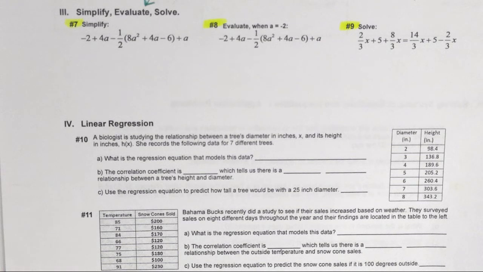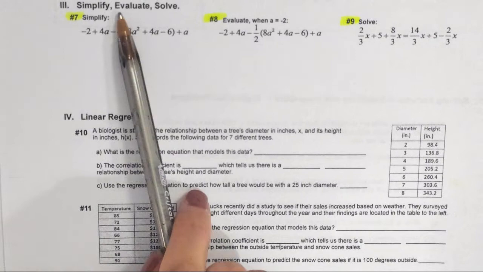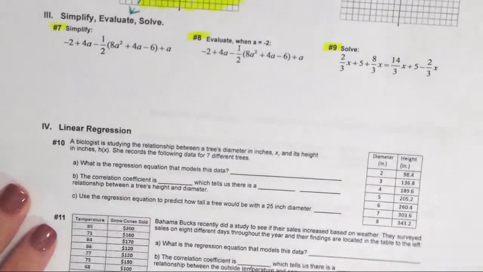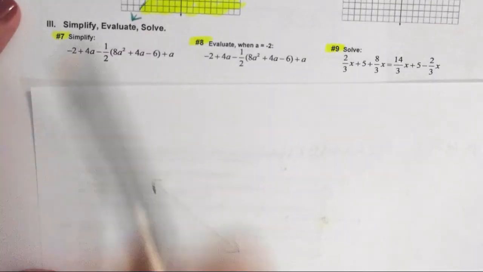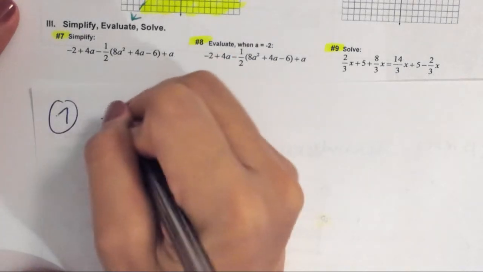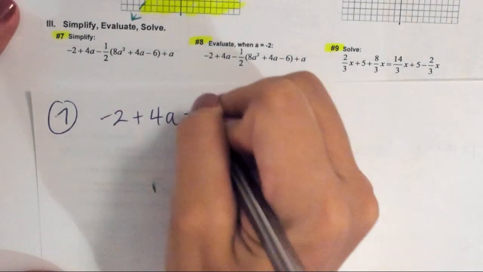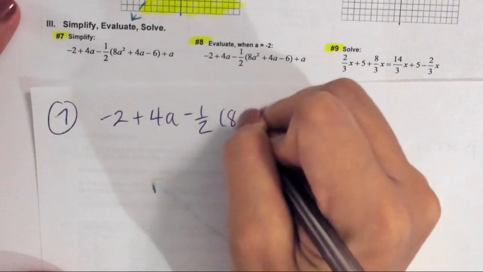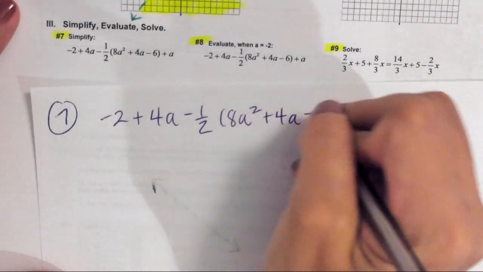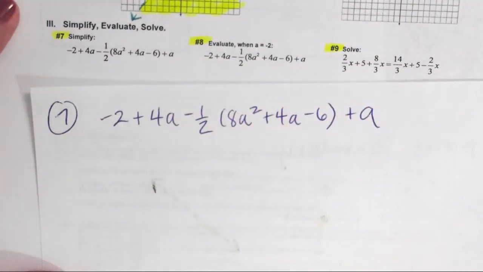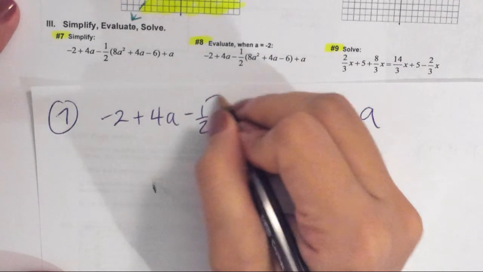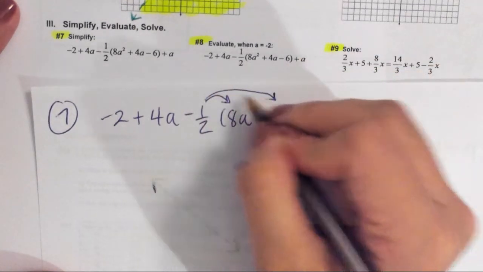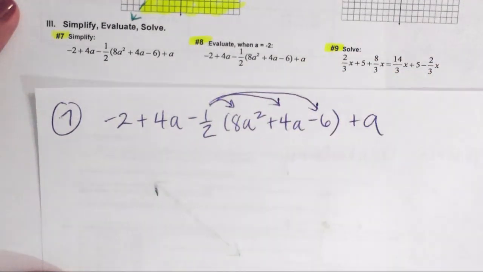Alright, so we're now on section 3, simplify, evaluate, and solve. So let's start off with number 7. I have negative 2 plus 4a minus 1/2 (8a squared plus 4a minus 6) plus a. Alright, so what I'm going to do is distribute parentheses first, right? Remember PEMDAS.